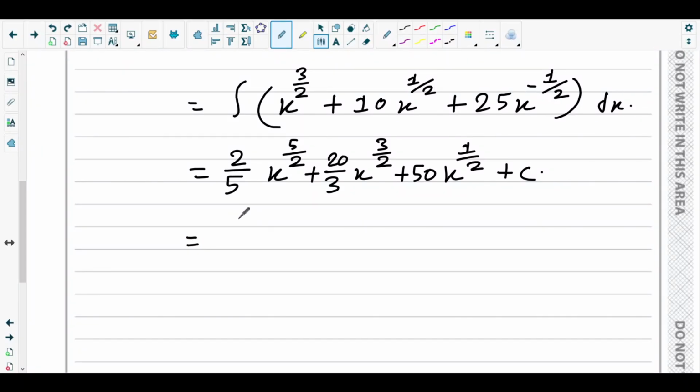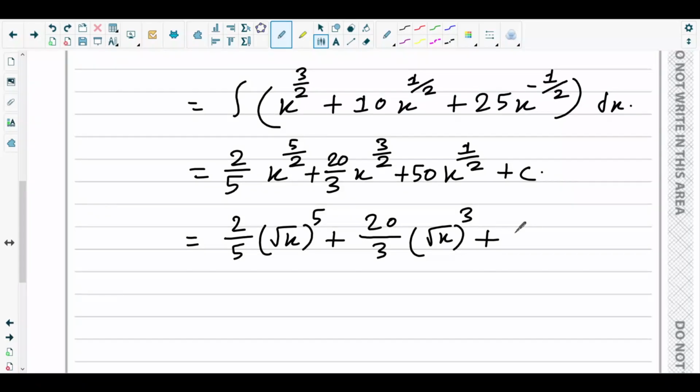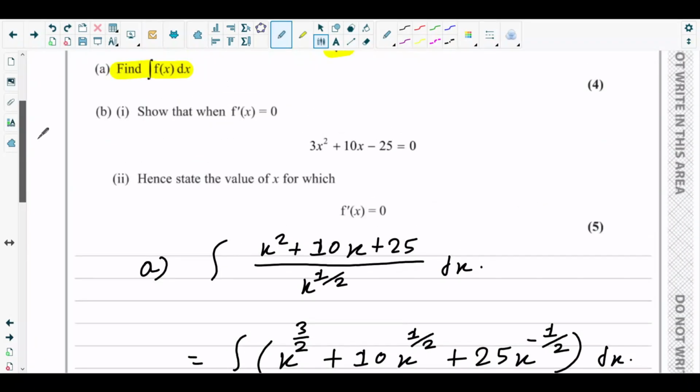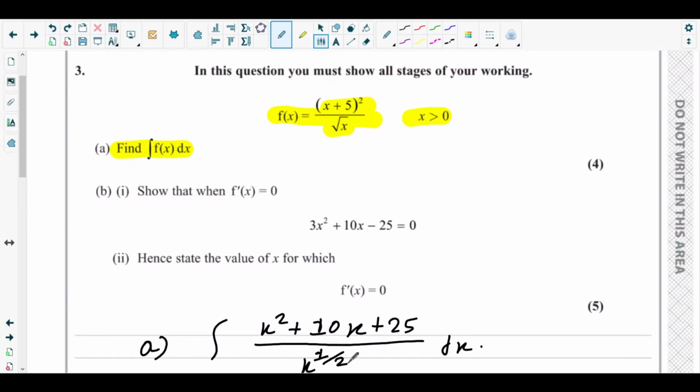If you want to represent them in the form of square root, we can write 2 over 5 square root of x to the power 5 plus 20 over 3 square root of x whole cubed plus 50 square root of x plus c. And that's exactly the integral for f of x. Fine. Next is part B.